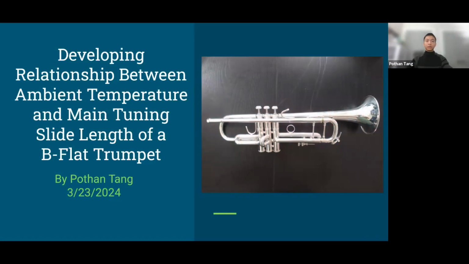Today I'm going to present my research on developing a relationship between ambient temperature and main tuning slide length of a standard B-flat trumpet.